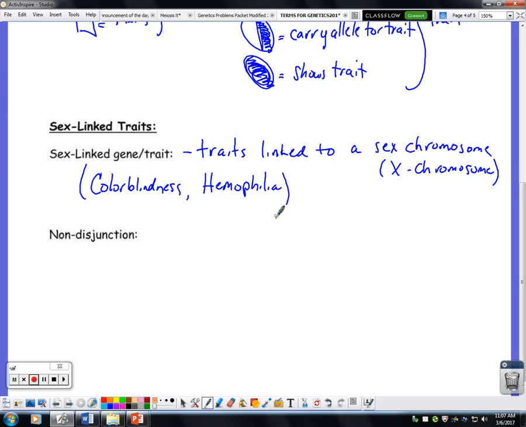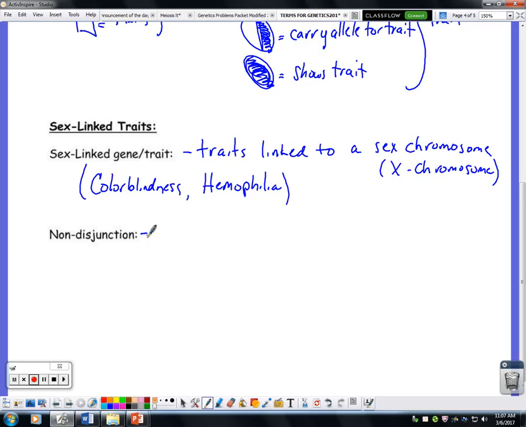Let's talk about my least favorite biology word. I usually talk about my favorite biology words. My dad was an English teacher, I'm an English teacher's daughter, so I hate double negatives. Non-disjunction. Disjunction means to separate. So if you're not disjunctioning, you're not separating.